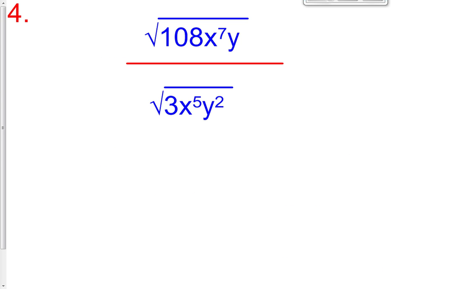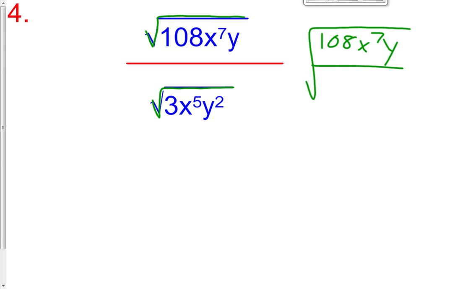Number 4 is a slightly different animal. We can reduce this first before we rationalize the denominator. Here's what I mean by reducing this. In a previous lesson, we found out that as long as both of these are underneath the radical, we can simplify it first. So I'm going to put everything all underneath one radical and say it's 108 x to the 7th y divided by 3x to the 5th y squared. Please write that underneath the same radical just as I have it on my smartboard here.